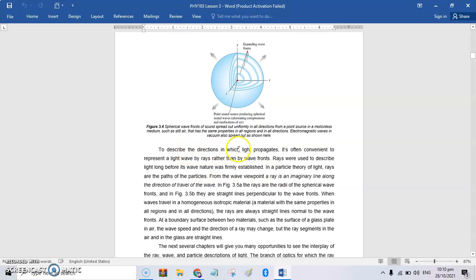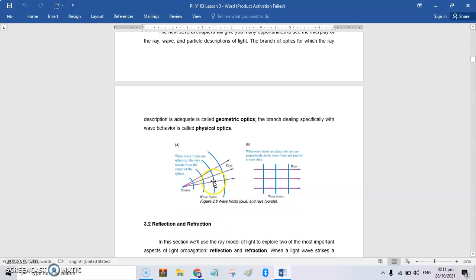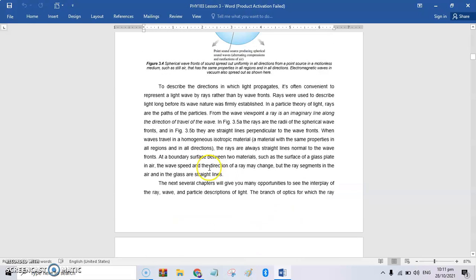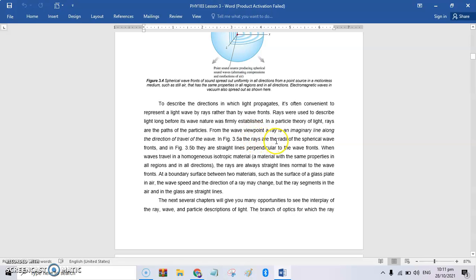To describe the direction in which light propagates, it's often convenient to represent a light wave by rays rather than by wave fronts. Rays were used to describe light long before its wave nature was firmly established. In the particle theory of light, rays are the paths of the particles. From the wave viewpoint, a ray is an imaginary line along the direction of travel of the wave. In Figure 3.5a, the rays are the radii of the spherical wave fronts.